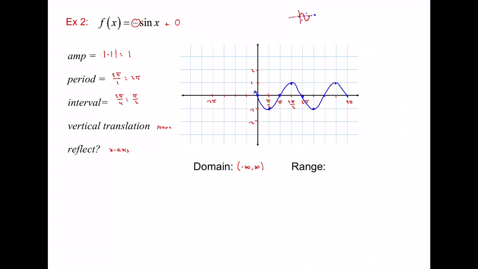So there's an example of f of x equals negative sine of x, where you see that reflection across the x-axis, and the range we now know is from here to here, from 1 and -1. So your range will be from -1 to 1.